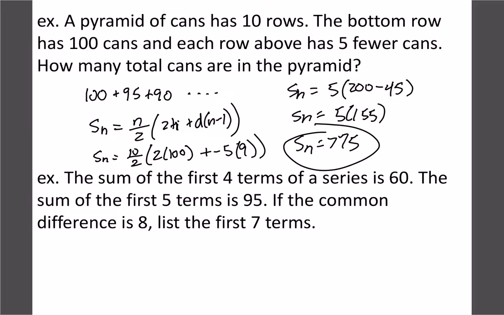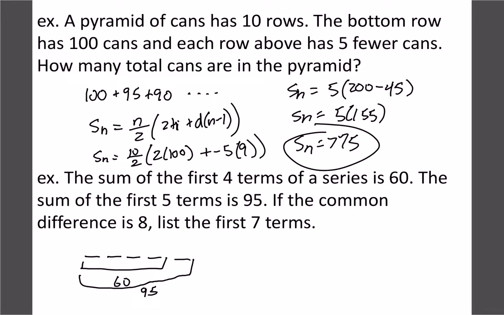Okay, the last one says the sum of the first 4 terms is 60. The sum of the first 5 terms is 95. It's asking what the first 7 terms are. So this one's a little bit tricky. Let's think about this a little bit carefully. We know the first 4 terms. We don't know what they are, but we know they're going to add up to 60. And then if we add one more term, we know it adds up to 95.